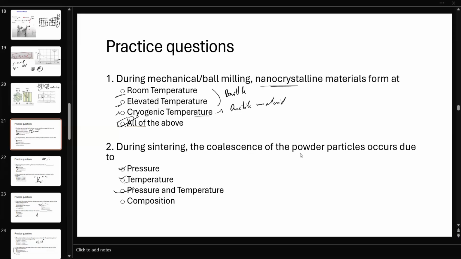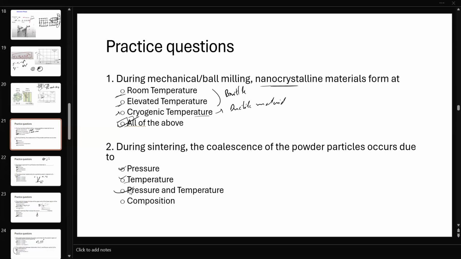During sintering, the coalescence of the powder particles occurs due to both pressure and temperature. So you can think of as the pressure is increasing, the vapor pressure is increasing at the surface. So fewer atoms from the surface escape to the surrounding atmosphere and will diffuse, right? They want to diffuse to the other sides, lower energy sides.